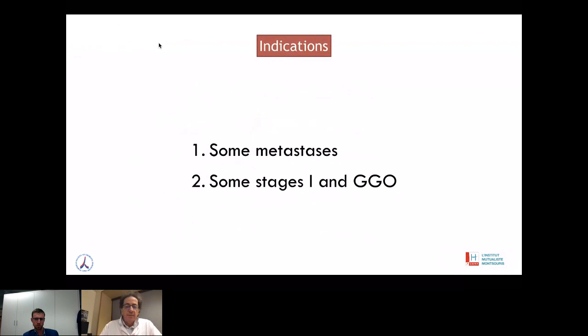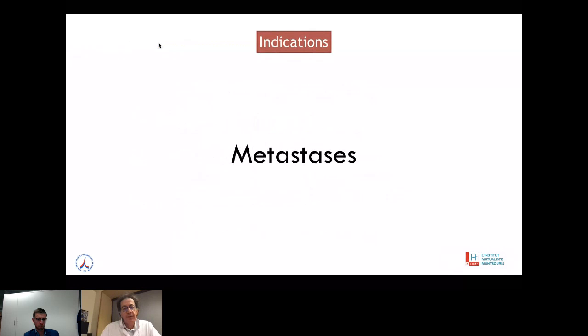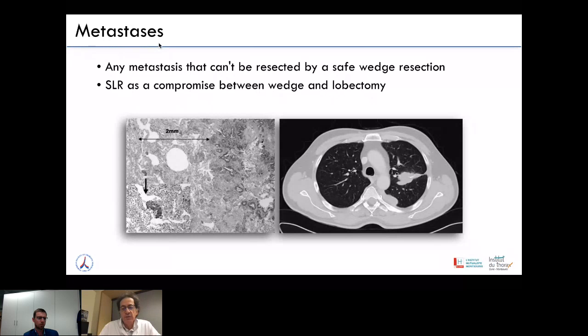Of course, we can split this into two main indications: sublobar resection for some metastasis, and for early lung cancer. Regarding metastasis, for a very long time we had only the choice between wedge resection, when it was feasible, and lobectomy, or, for some teams, sublobar resections performed by thoracotomy. So it seems that sublobar resection, when performed by thoracoscopy, could be a very good compromise between wedge and lobectomy.